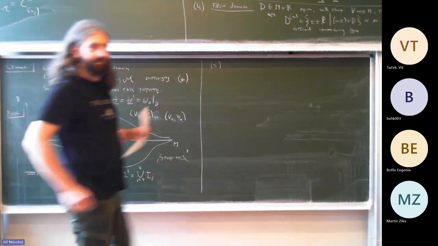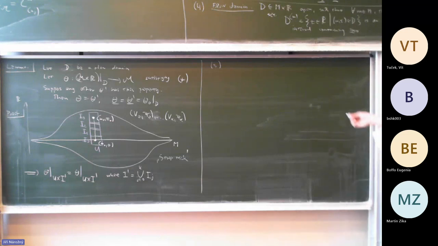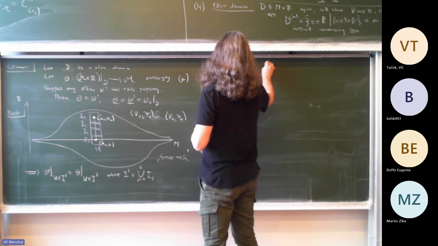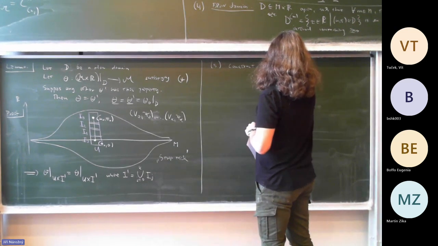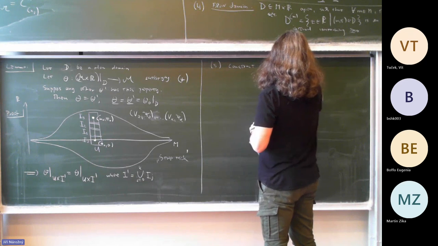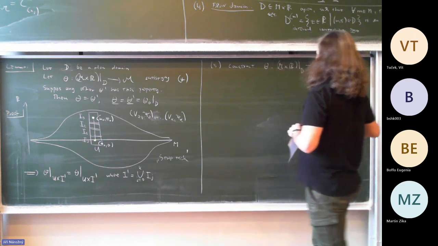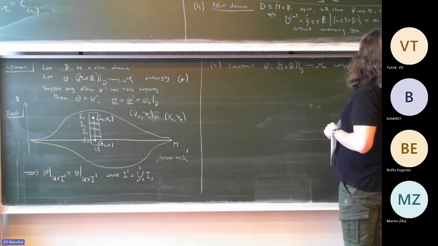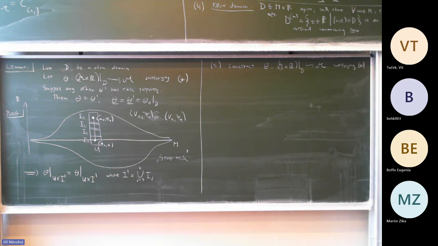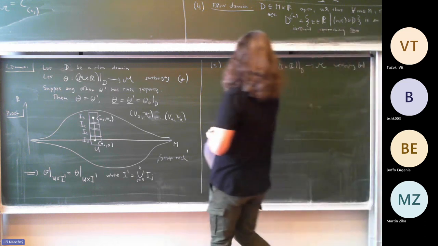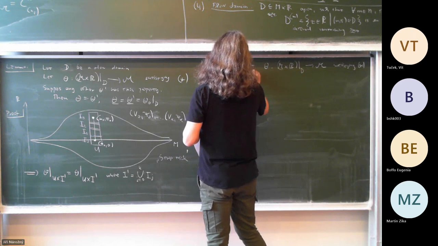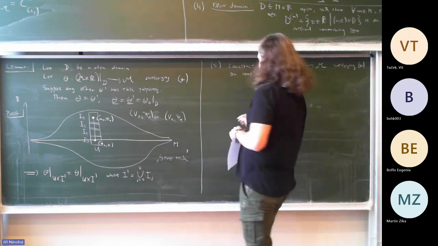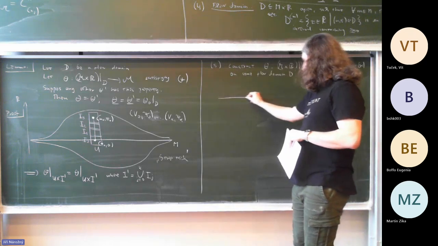Step 5. So far I don't have any such flow, but I can construct theta from N times R, G to N, satisfying star on some flow domain D. So how does one actually construct this map?